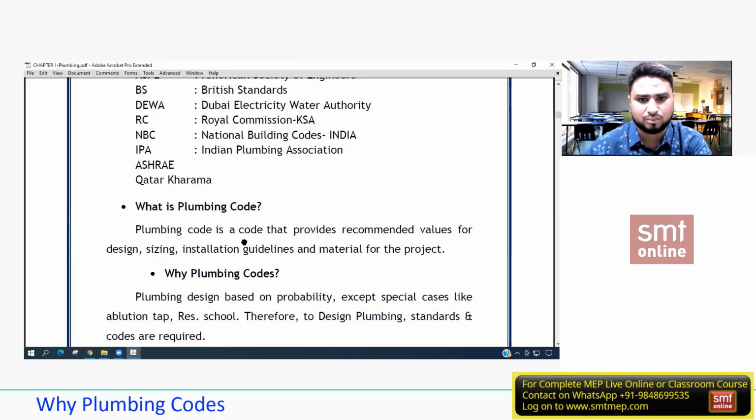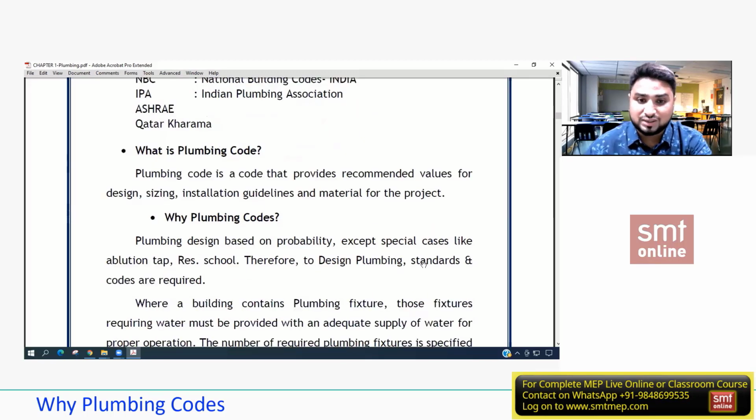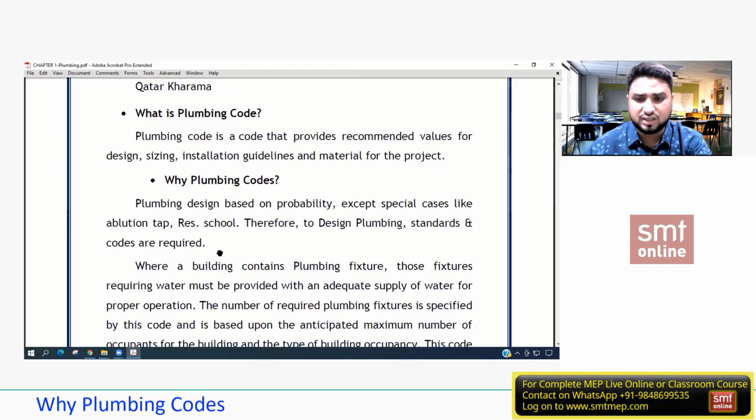So a plumbing code is nothing but a code that provides the recommended values for the design, sizing, installation guidelines, and the material of the project to be selected. In short, why do we need this? It is very, very important. We have seen this whenever we are dealing with any kind of project.